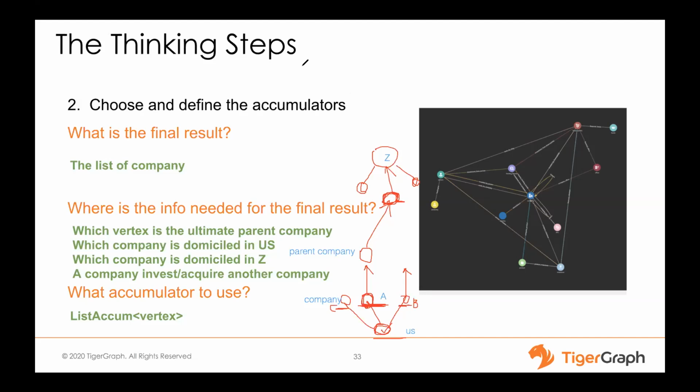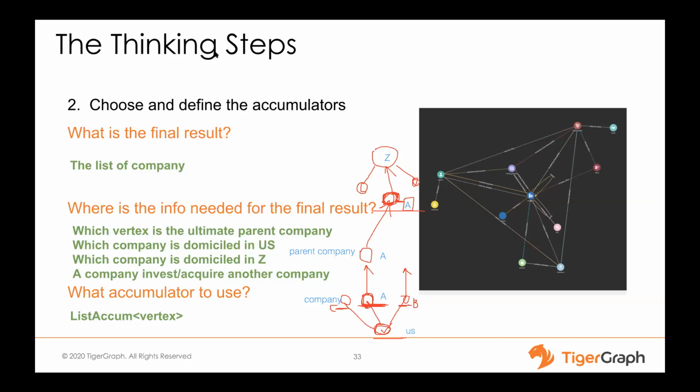That means we have to pass the vertex ID of A all the way to its parent company, so that we know at this point that this ultimate company is in Z and it has a subsidiary in US, company A. So we need to pass along this company ID all the way up in order to get the result.